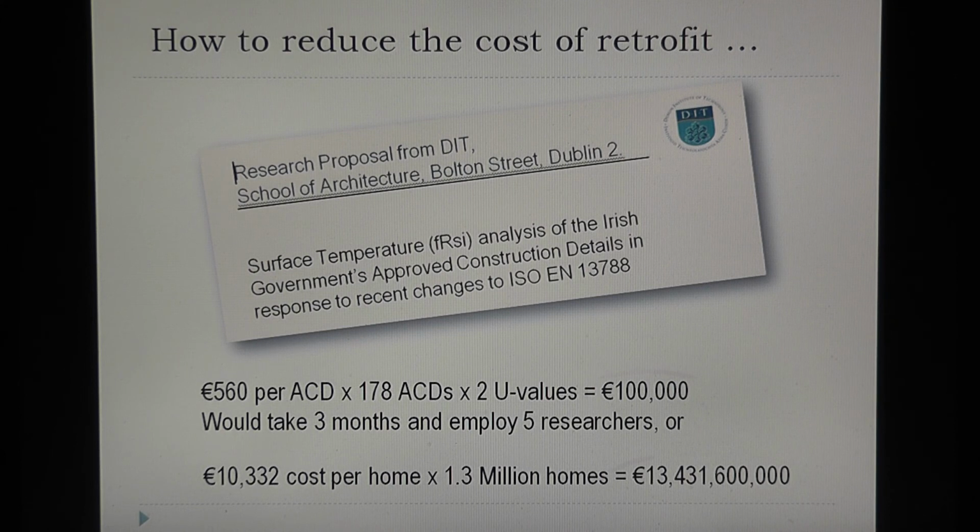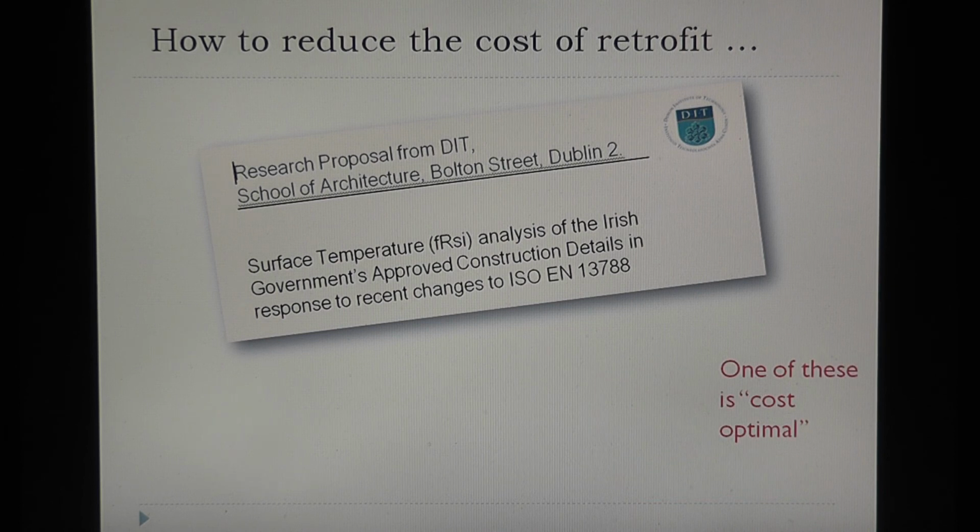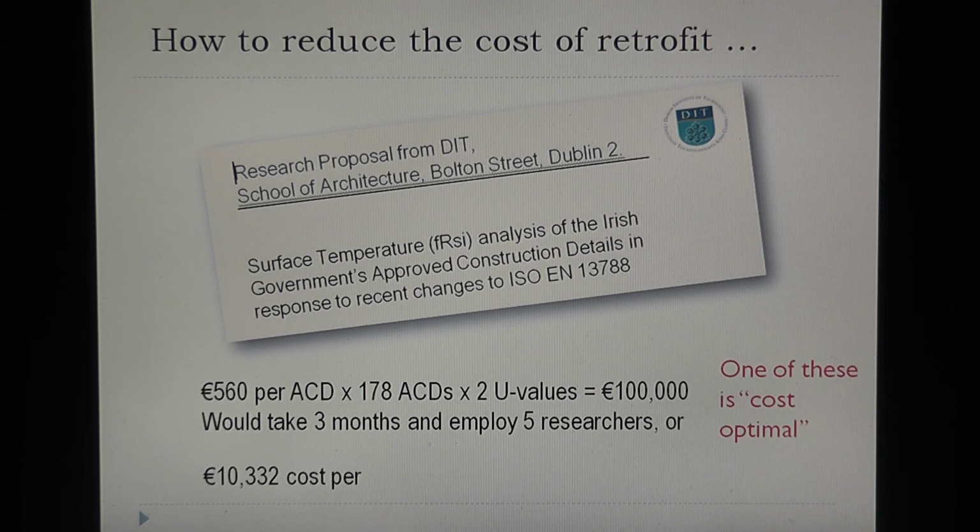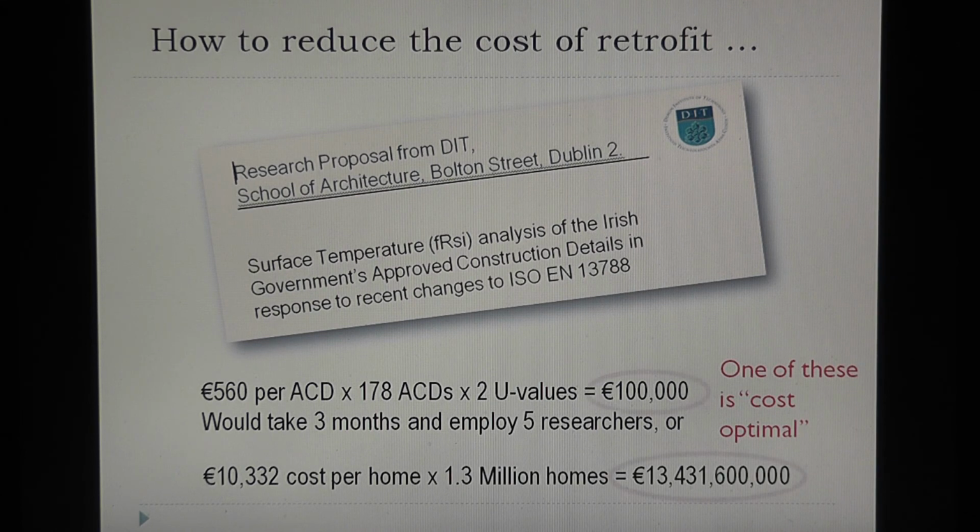I think it's clear to say that between those figures there is one which is cost optimal, and actually we are required by the directives to ensure that we only undertake work that is cost optimal. So there's a very clear choice to be made by government in finding the means of achieving that cost optimality.